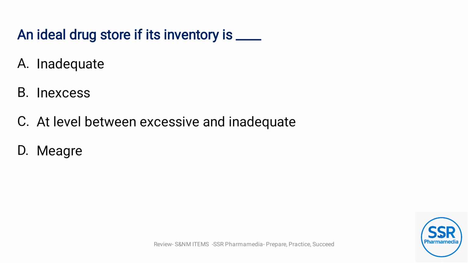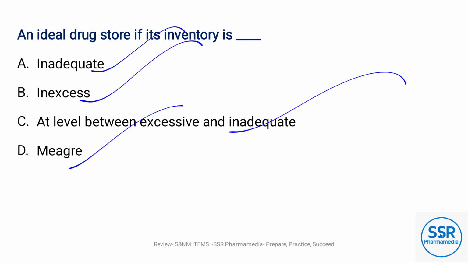Next question. An ideal drugstore is one whose inventory is: option A, inadequate; option B, in excess; option C, at levels between excessive and inadequate; option D, meager.